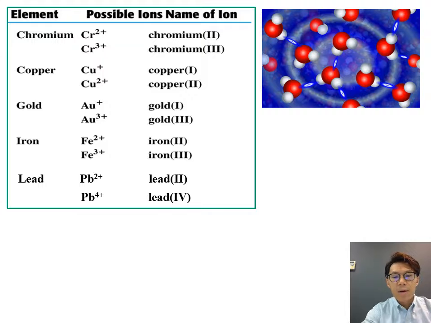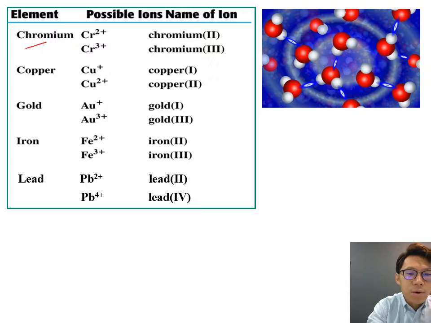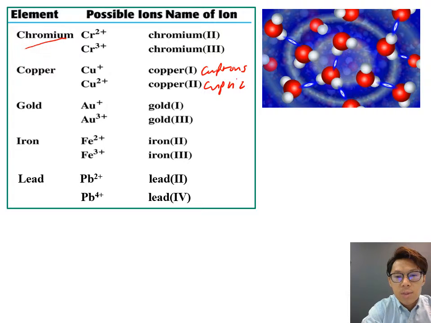And here we have more examples. As you can see, we have chromium. Here they give you some of the possible popular charges for chromium. So we have chromium 2 and chromium 3. Copper, we have copper 1 and copper 2, which is quite popular. But take note that because copper is very popular, instead of calling copper 1, copper 2, sometimes we use the old naming. So this one is known as cuprous, and this one is known as cupric. So sometimes we call it cupric sulfate, cuprous sulfate.